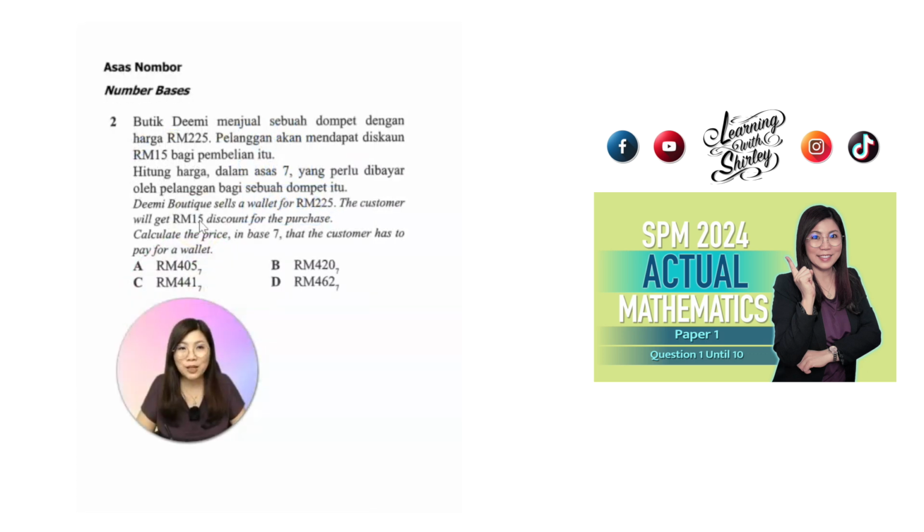Let's look at question number 2. This question is based on number bases. Let's read the question. Dimi Boutique sells a wallet for 225 ringgit. The customer will get a 15 ringgit discount for the purchase. Calculate the price in base 7 that the customer has to pay for a wallet. First, you must have a plan.